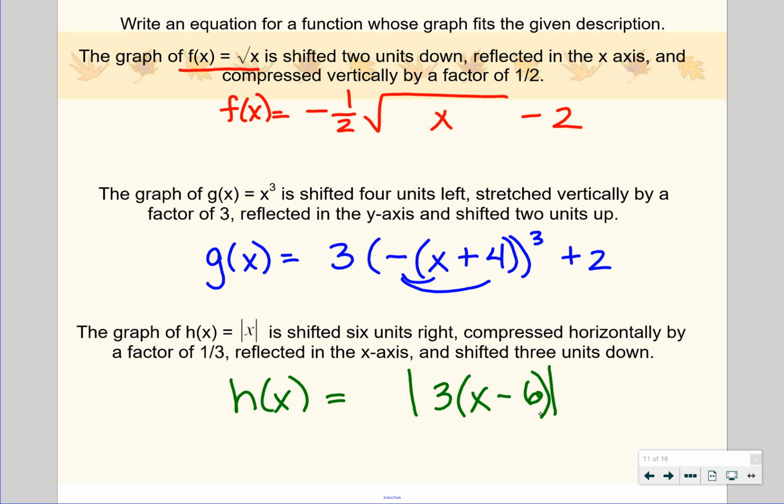Only the b value do you have to worry about doing that. It's a reciprocal. Reflect over the x-axis. Negative out front. 3 down. Minus 3. All right. Head to your big idea worksheet. You guys try a couple of them. Try the 3 at the bottom there.